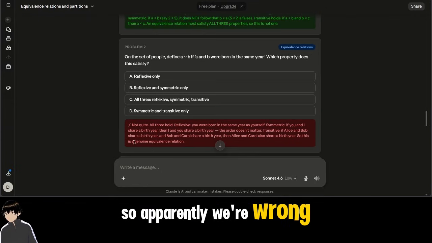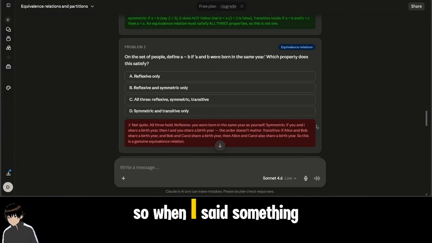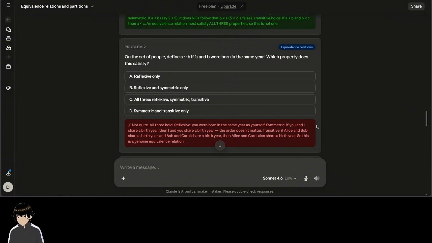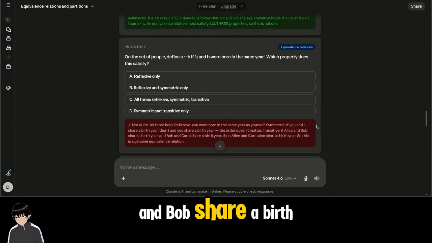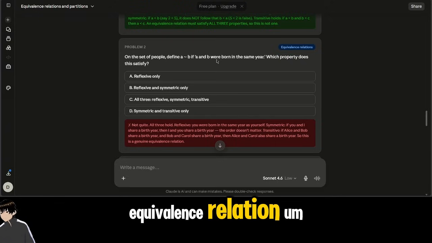So apparently we're wrong. It says here all three hold. Reflexive, born in the same year, so when I share something, the order doesn't matter. If Alice and Bob share a birthday, and Bob and Carol share a birthday, then Alice and Carol also share a birthday. So this is a genuine equivalence relation.